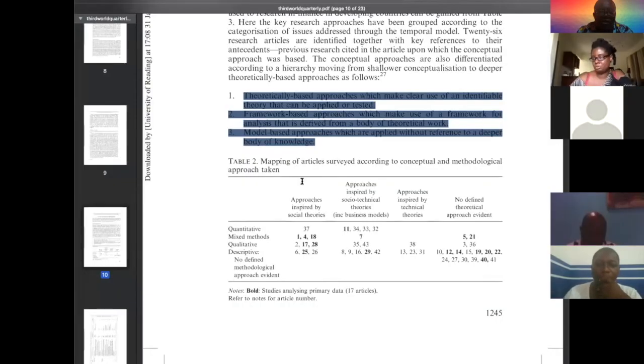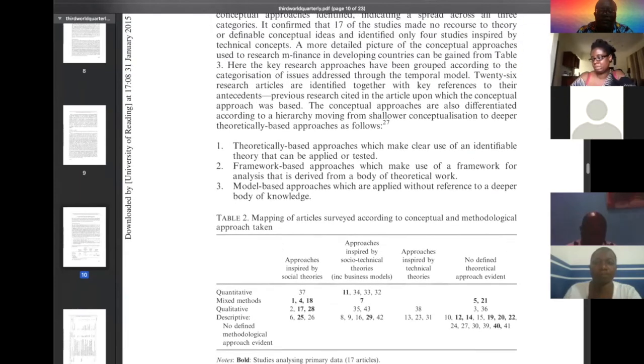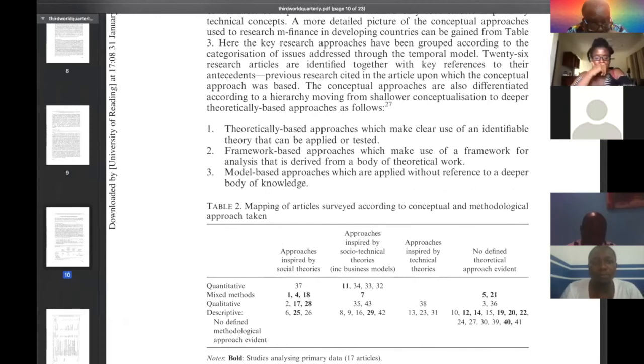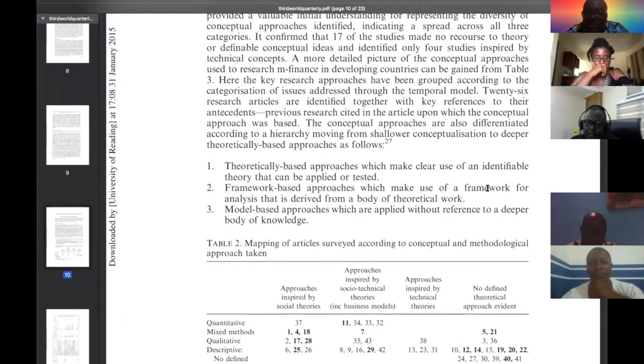In our book, I just want to show something here. In our book, there is a section that explains the level of theorization, and I don't have it on my slide, so I just want to use this one. This is from one of my papers that I wrote. So conceptual approaches are also differentiated according to a hierarchy, moving from shallow conceptualization to deeper theoretical-based approaches. The first one is the theoretical-based approach, which makes clear use of an identifiable theory that can be tested or applied.